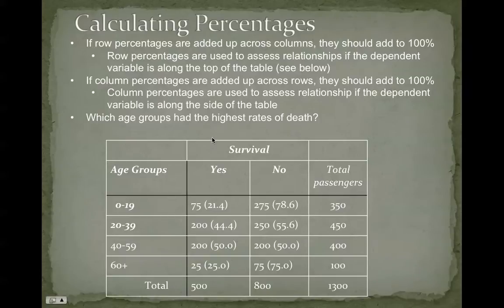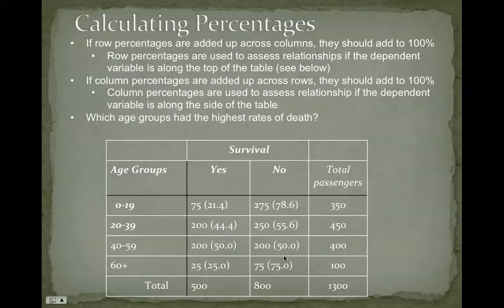So which age group had the highest rate of death? Well, let's look at the rates of death, okay? So survival, no, not survived is death, right? So the age group with the highest percentage is 0 to 19, because they had 78.6%, and 60 and over, 75%. So 78.6% of the people in the 0 to 19 age group died. That is astonishing, 78.6%. And 75% of anybody 60 or over died. That's a lot of people.